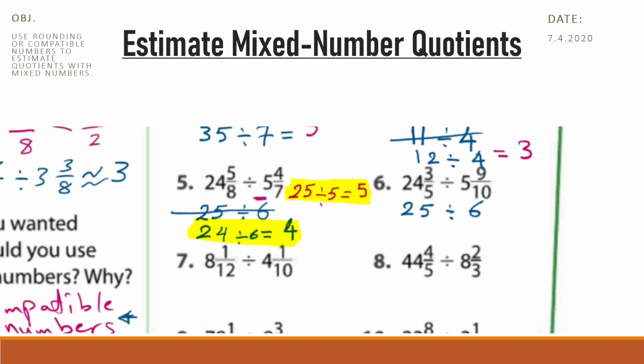So we can, for example, say that, no, I'm not going to use this. I will use 24 divided by 6, which is 4. Or 25 divided by 5 to give 5.